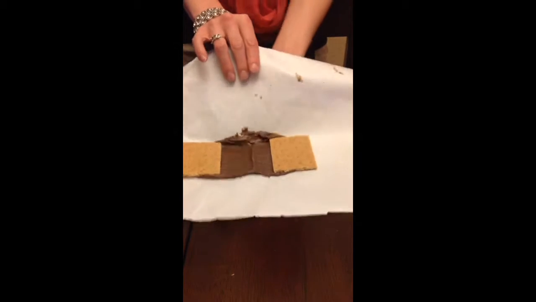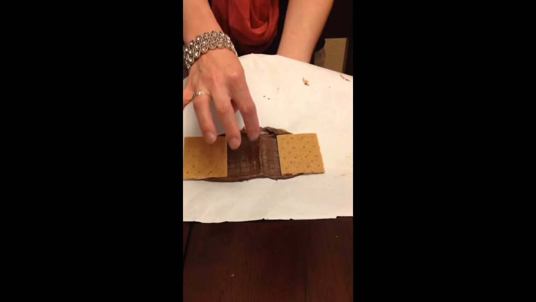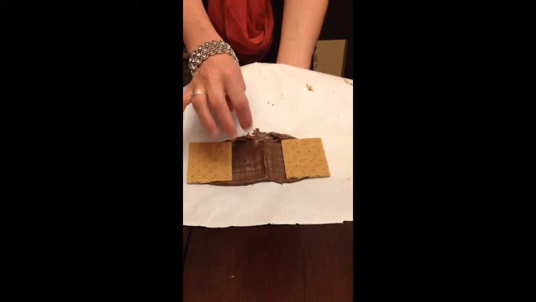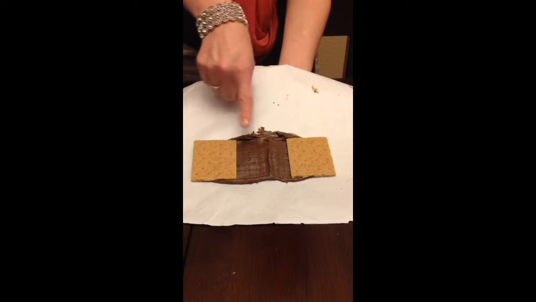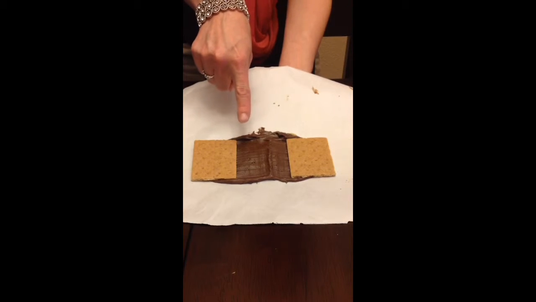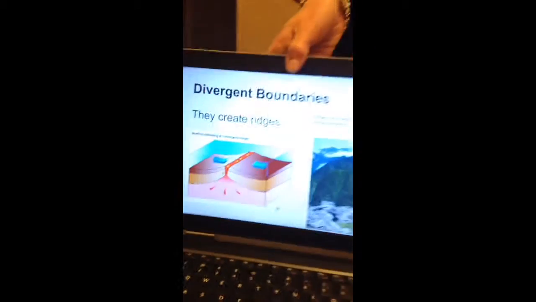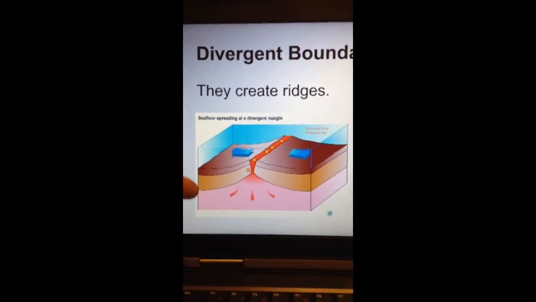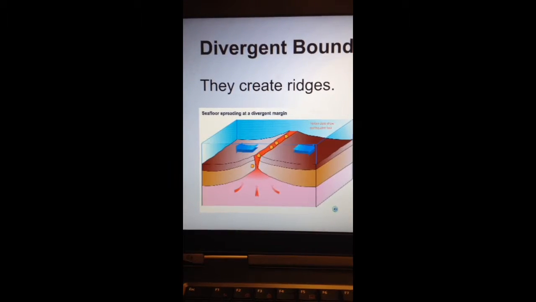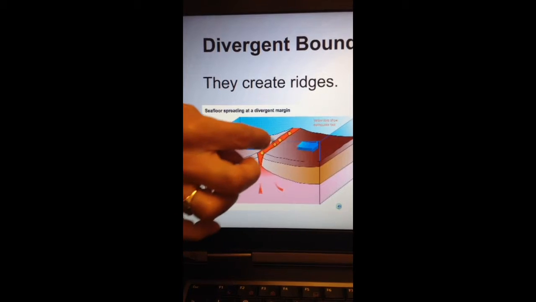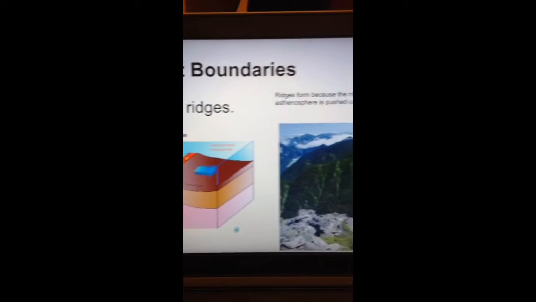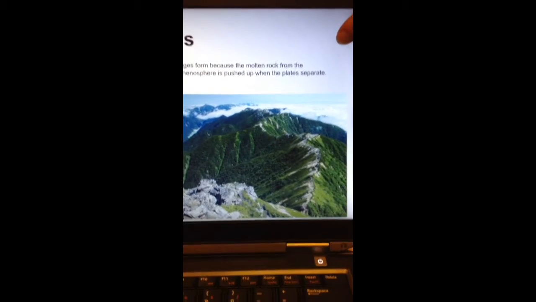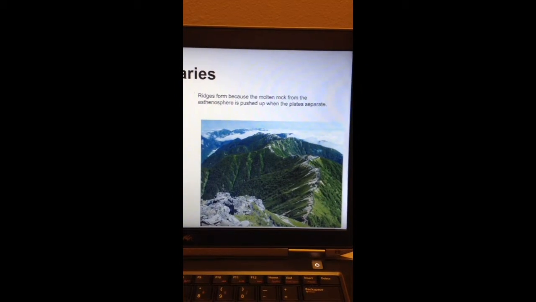Okay. This is actually an example of a ridge, and ridges can form in the ocean or they can form on land as well. If it happens in the ocean, we call this sea floor spreading, and you can go ahead and look at that. This is an underwater picture of sea floor spreading. The molten rock is being pushed up out of the earth as the 2 plates separate. And this is what it might look like on land, where we have a ridge being created from divergent plates.